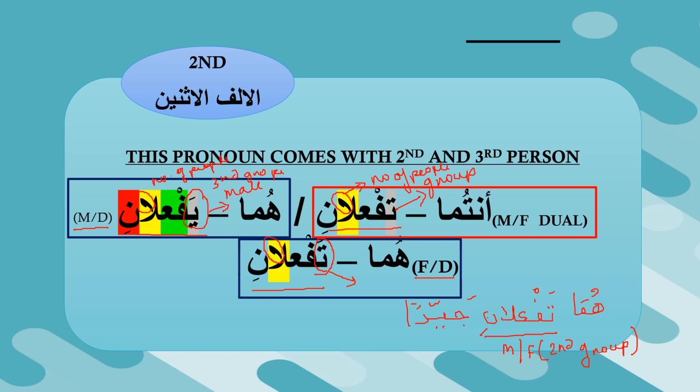So now when you see the huma, it may be male, but when you see the ta, it gives you the clue that this is from the ghaib for the feminine dual only. So that's how you will recognize whether it's being used for the feminine dual in the ghaib or for the second group, mukhatib.